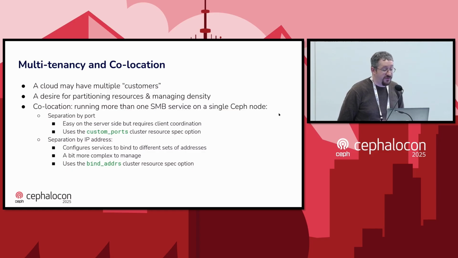The feature is achieved by 2 options. You can either separate by port or you can separate by IP address. When you separate by port, you can use the new custom ports option and specify the various ports that you want your cluster to listen to.